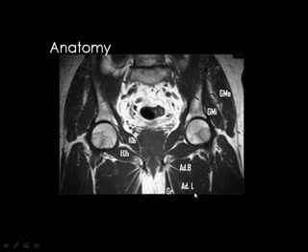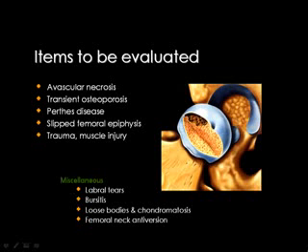Then also, by the way, you can remember that this is the adductor longus, and you also know that this is the gracilis. Then what are the items to be evaluated? In the hip, because of the limited anatomic details, we use the pathology as the map for assessment of the hip. Then what are the most common pathologies that occur in the hip?